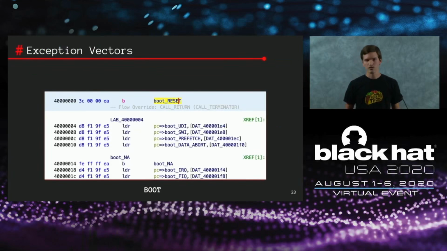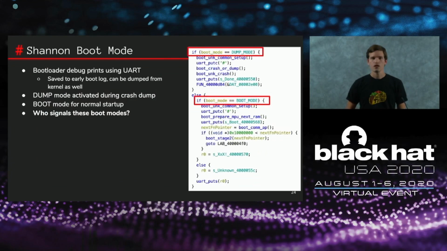Further disassembling confirmed these are the exception vectors, at which point we can jump straight into the boot, the reset exception handler, and get started. Doing some reverse engineering, disassembling, and naming, we realized that the bootloader is using UART, which is really cool, something we were going to emulate later on to be able to get this output, or pretty much liberate this output from the baseband. And we also noted two boot modes, the dump and the regular boot mode.